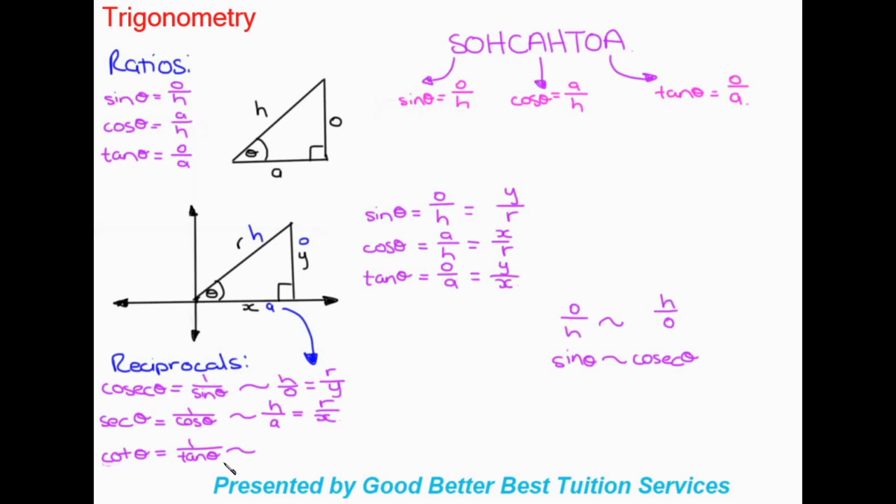Now we'll move over to the inverse of tan theta. If tan theta was opposite over adjacent, that means cot theta is going to be adjacent over opposite. So our adjacent is x, and our opposite is y. And just like that, we've now covered ratios and reciprocals. Let's go ahead and do an example for both of these.